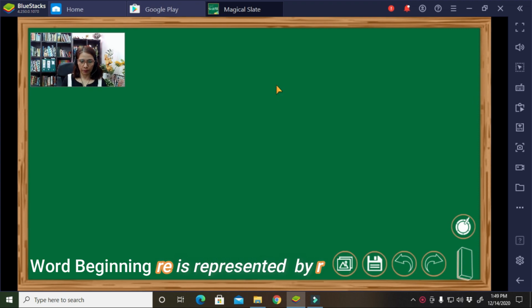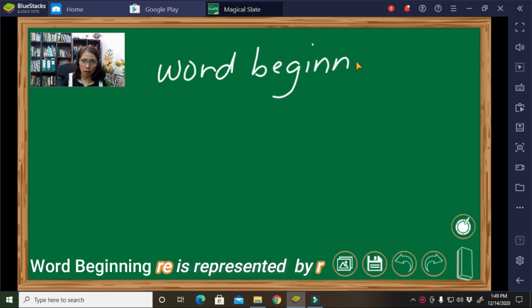Okay, now our next topic is all about the word beginning in re, meaning lahat ng salitang nagsisimula sa re. According to the rule, words that begin in re are represented by R only. So we have to omit the vowel.